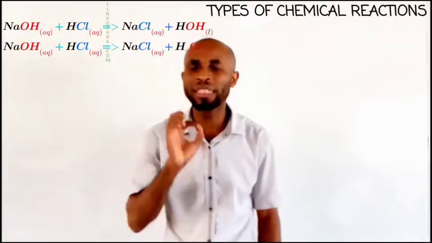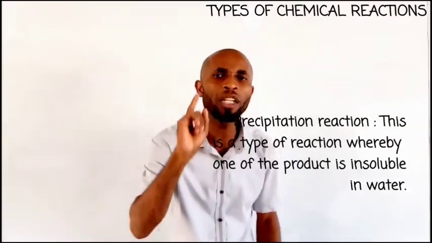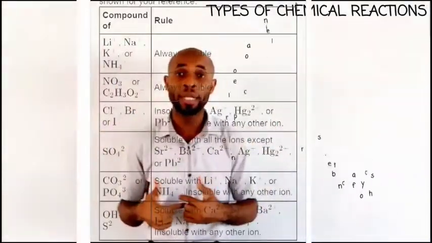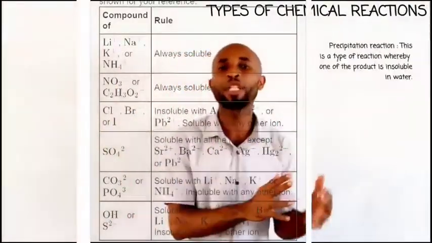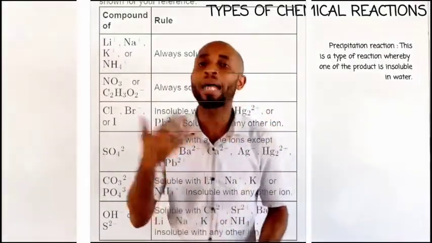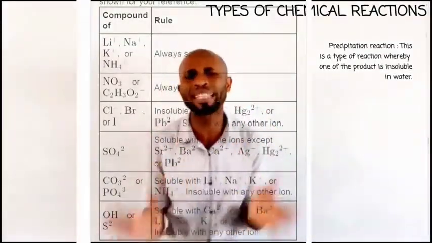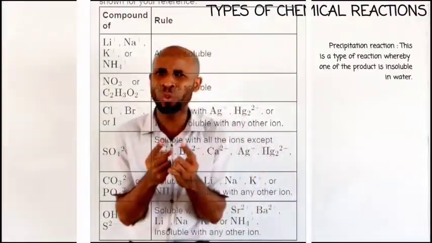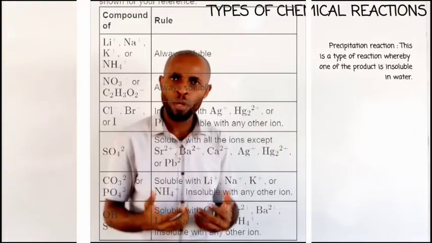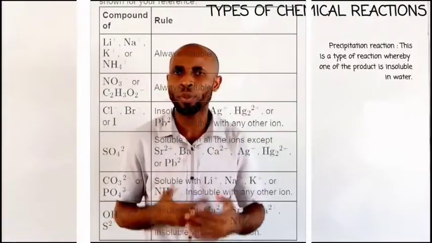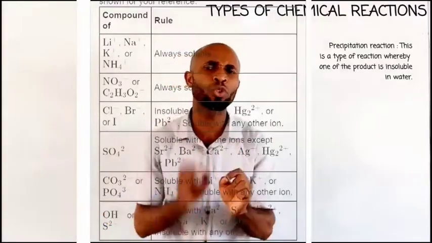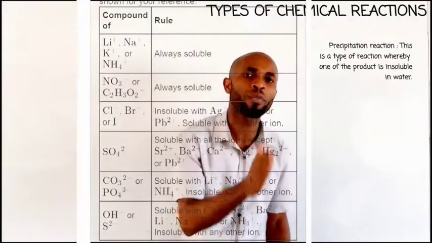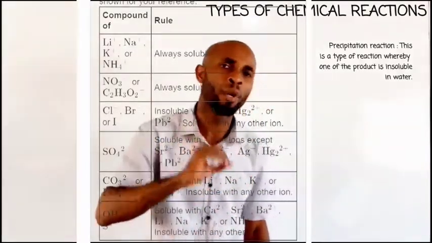A precipitation reaction is a type of reaction in which one of the products is insoluble. As you can see on the screen now, many of them are soluble in water and some are not soluble. And we even have a table for this. Now you may also be asking yourself, are they going to give you this table in the exam to use to know whether the reaction will happen or not? No, they expect you to have this in your memory.